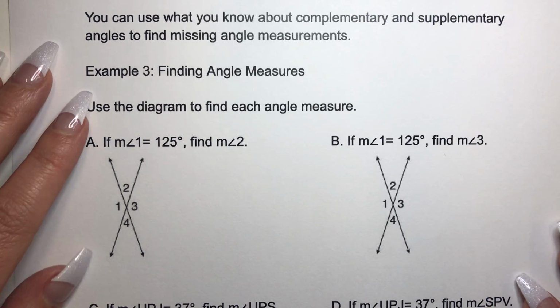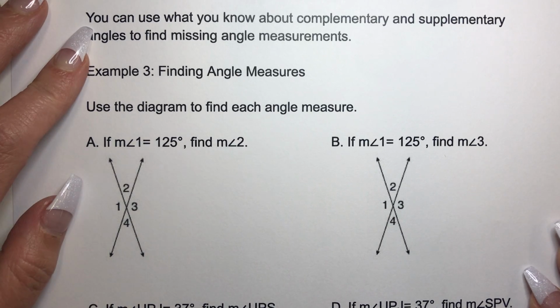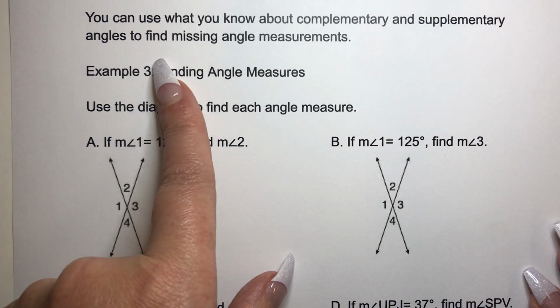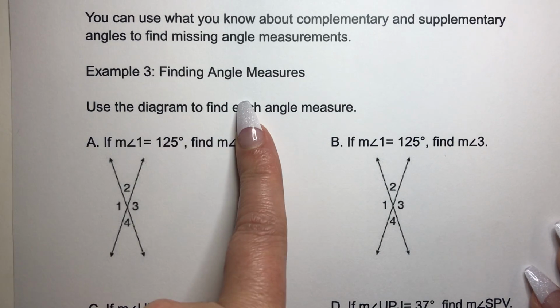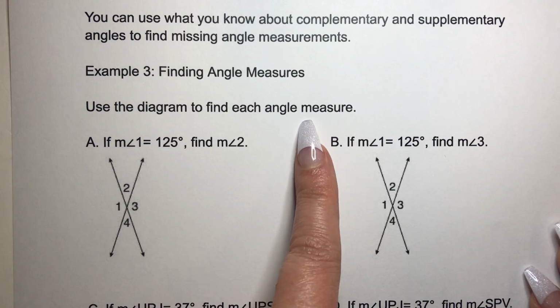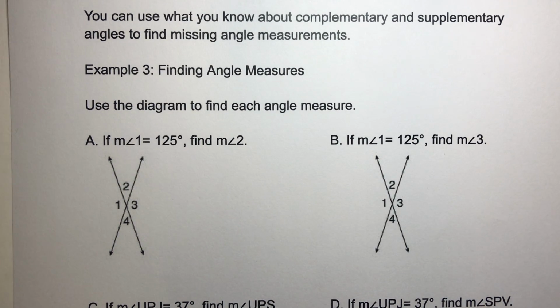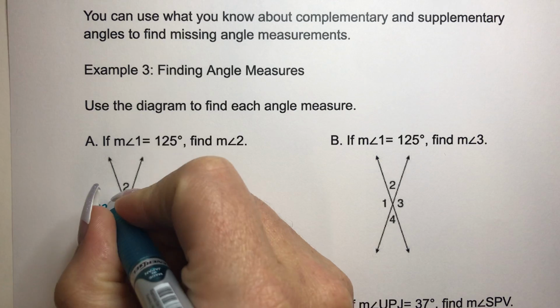All right, let's get started with example 3, finding angle measures. You can use what you know about complementary and supplementary angles to find missing angle measures. What we're going to do is use the diagram to find each angle measure. We know that the measure of angle 1 is 125 degrees, and what we need to determine is angle 2.